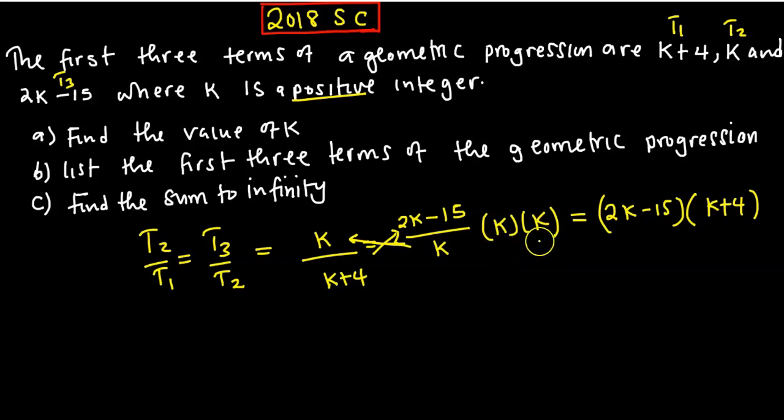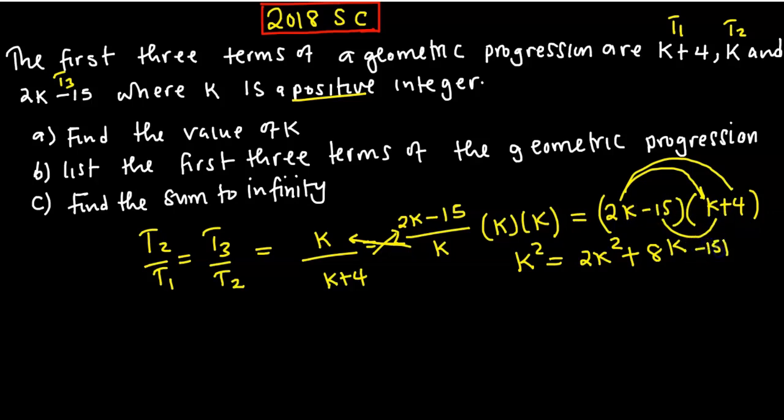K times K is K square, equal to, you expand here, 2K times K is going to be 2K square. Then 2K times 4 is positive, so it's going to be 8K. Then negative 15 multiplied by K is negative 15K. Then negative 15 multiplied by 4 is negative 60. Okay, so we collect the like terms. Which ones are the like terms? This and that. Then we need to put this equal to 0.